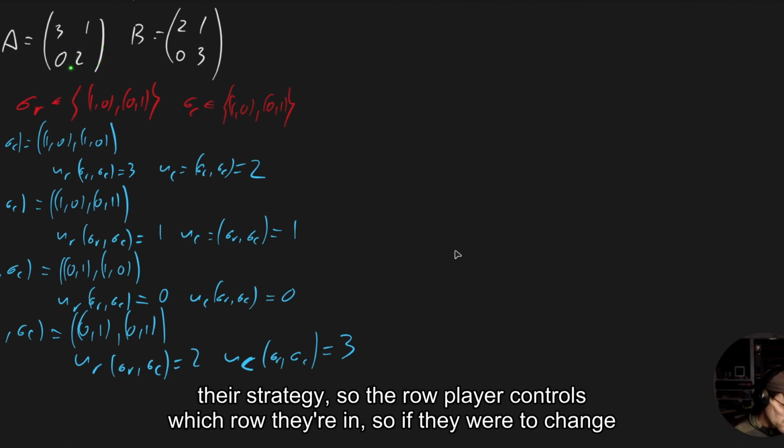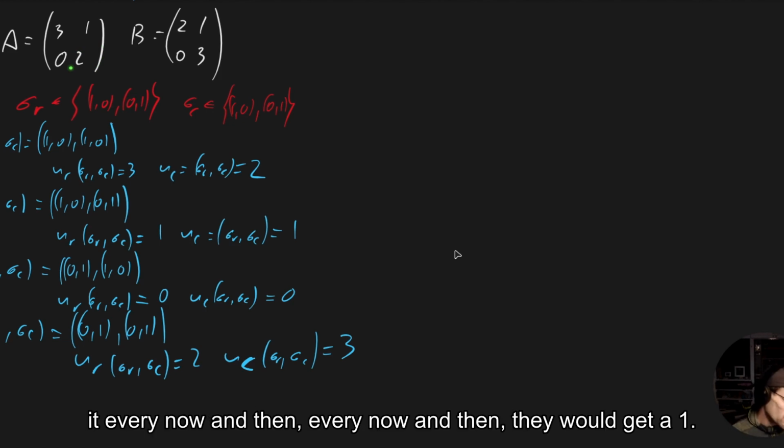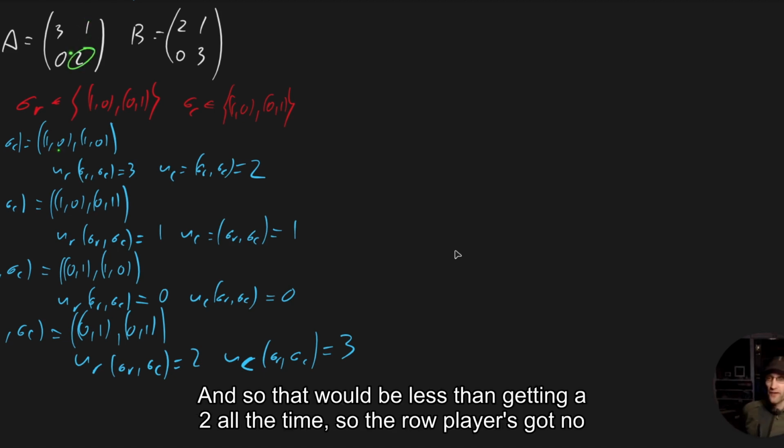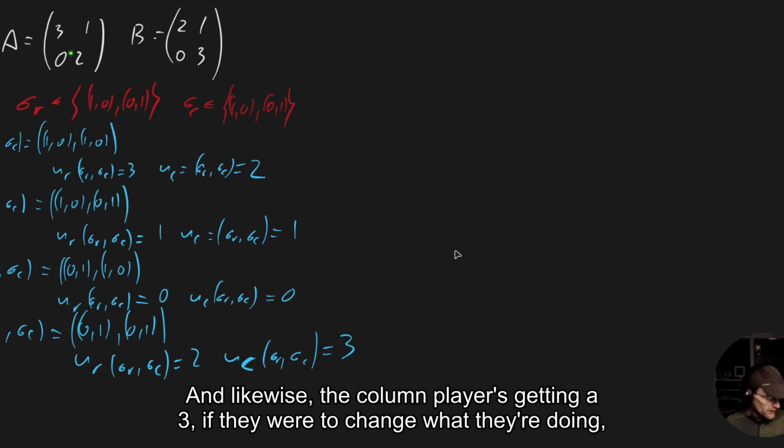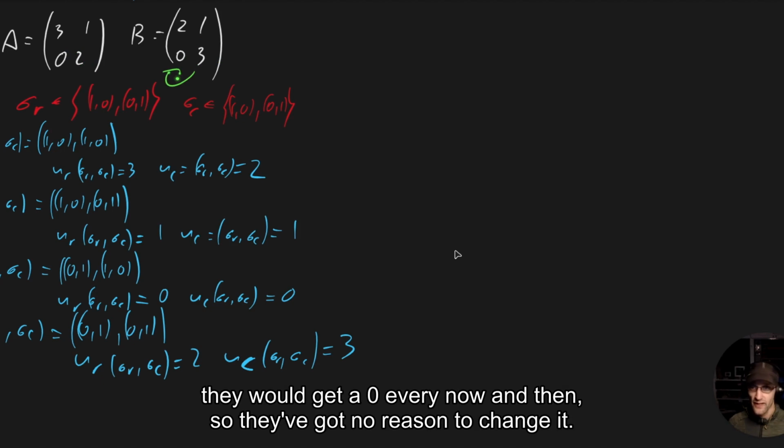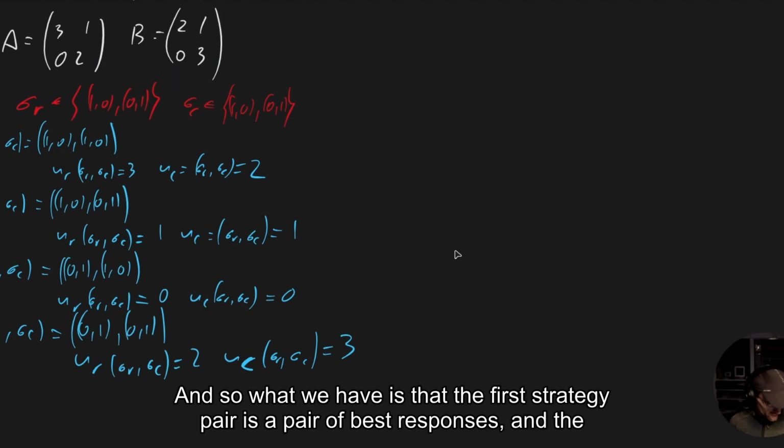And here, if we look at this and we see that we're here, should the row player change their strategy, so the row player controls which row they're in, so if they were to change it every now and then, they would get a 1. And so that would be less than getting a 2 all the time, so the row player's got no reason to do that. And likewise, the column player is getting a 3. If they were to change what they're doing, they would get a 0 every now and then, so they've got no reason to change.